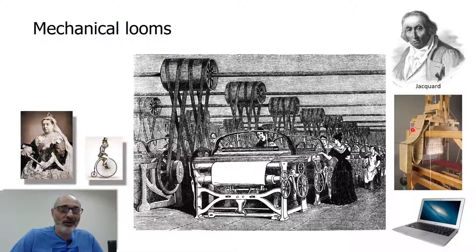So the drawings that you want to put on the tissue were coded, programmed in punched wood cards, like the first punch cards. And this technology, the programmable loom, is a machine where, if you change the program, the set of cards here, you change the figure that's going to be drawn here, okay? And that's exactly what the computer does, okay? So the development of the mechanical and programmable loom led to the development of the computer, okay?